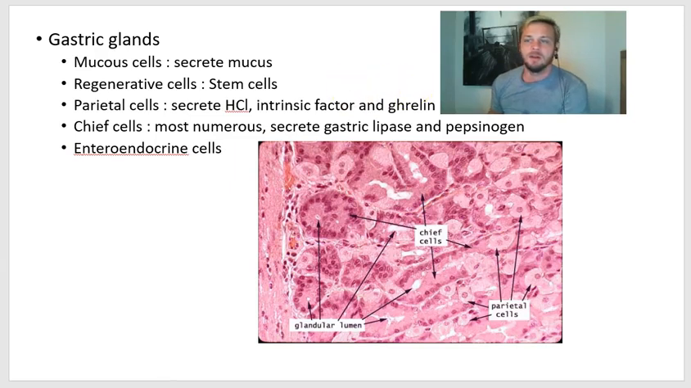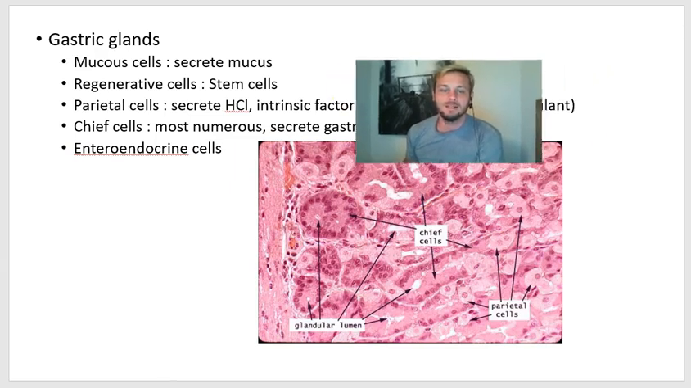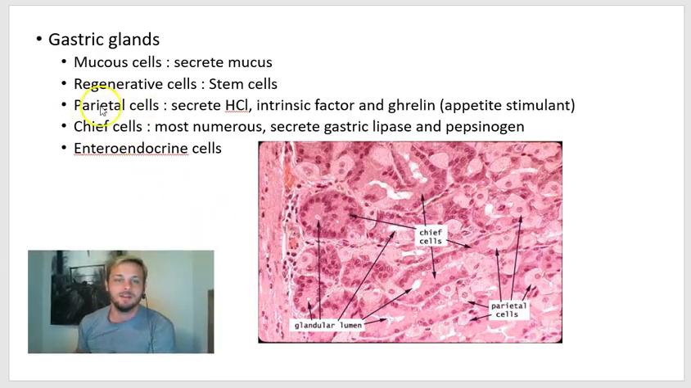As we move down, 2 of our important gland cells are going to be your parietal cells and your chief cells. So these parietal cells are the ones that are secreting hydrochloric acid. They also release intrinsic factor and ghrelin. Ghrelin is an appetite stimulant. And so when the stomach is empty, these parietal cells can secrete ghrelin and stimulate your hunger, which is really cool.